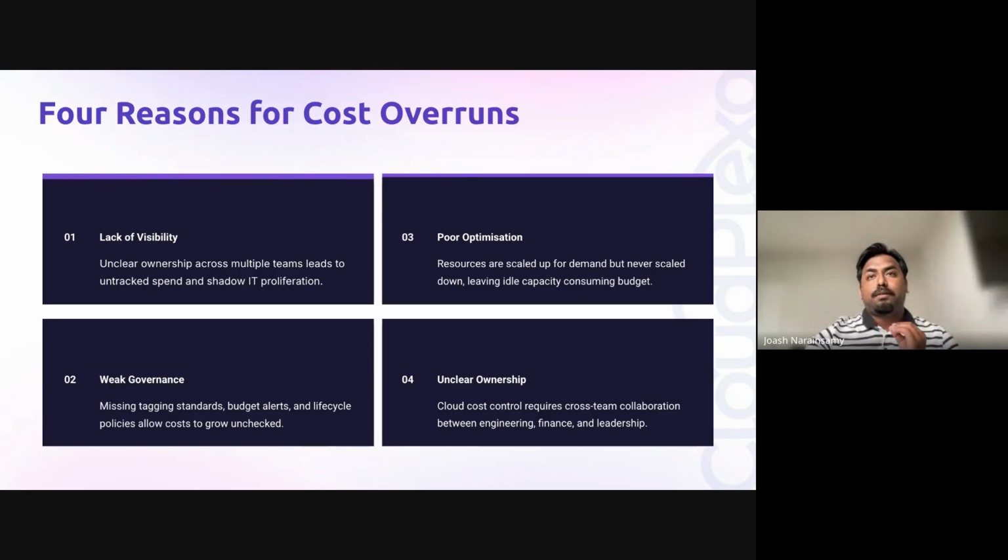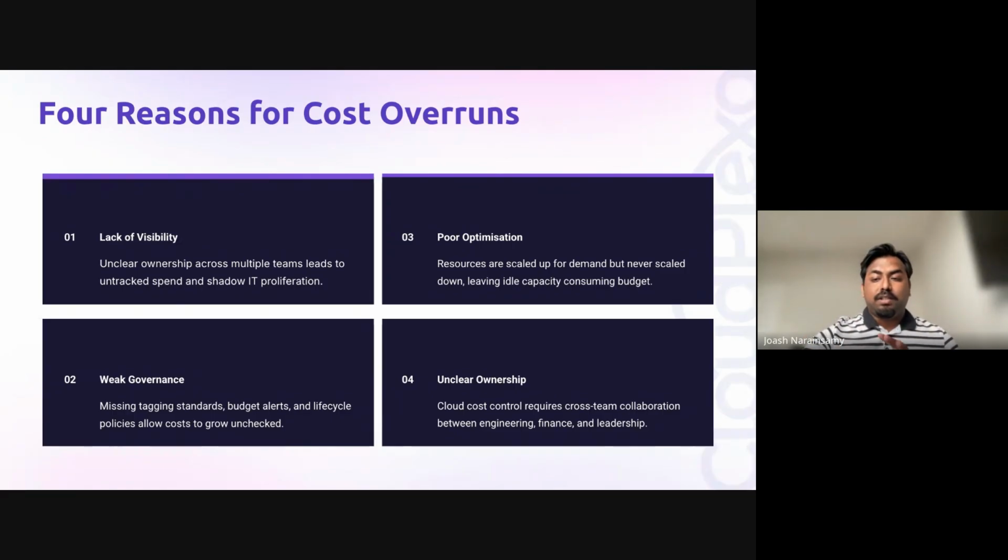The fourth point that I'm going to touch on is unclear ownership. So this is probably the most overlooked factor by far. Technology teams understand how to optimize cloud environments. Your finance department understands how to do the budgets. Leadership understands strategic priorities. The problem is that these groups don't always work from the same information.